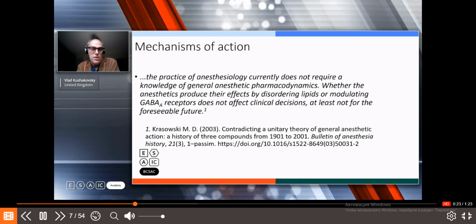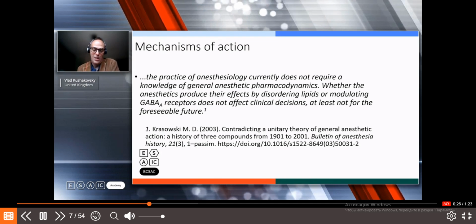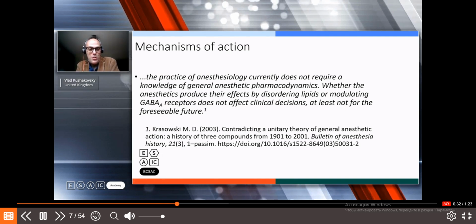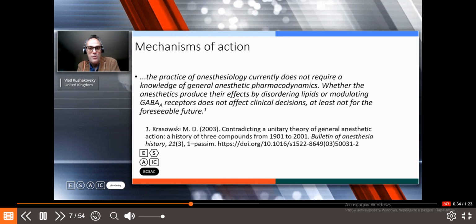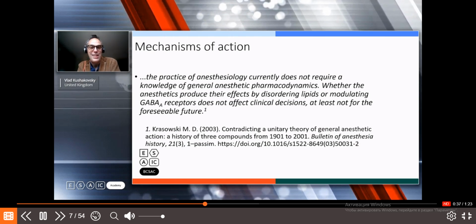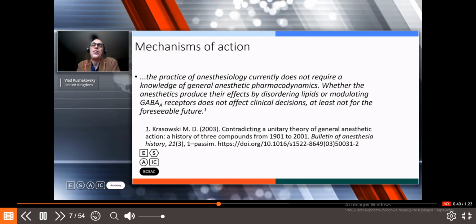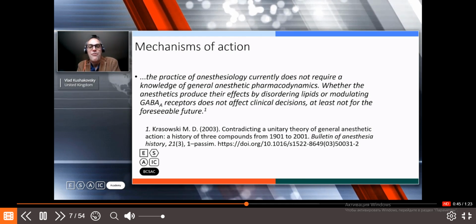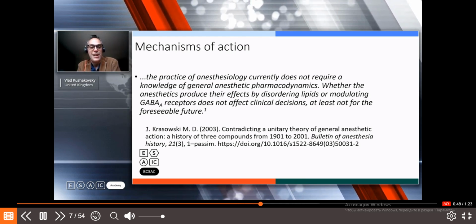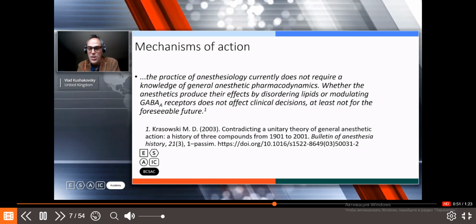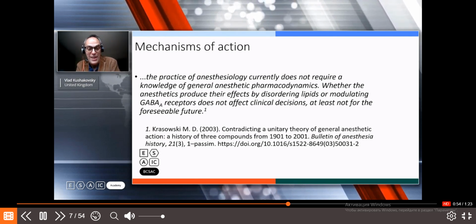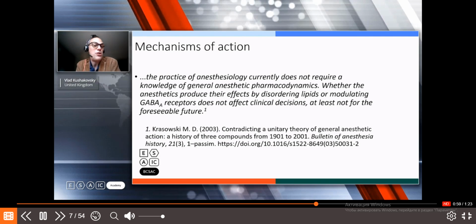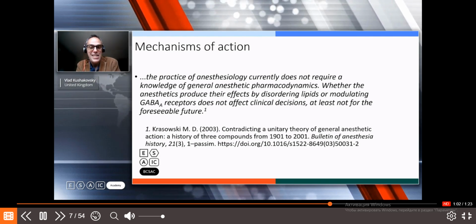Let's talk about some mechanisms of action of the anesthetic agents. While I was researching for this talk, I found a wonderful quote. You can read it on the screen, but it says, "The practice of anesthesiology currently does not require a knowledge of general anesthetic pharmacodynamics. Whether the anesthetics produce their effects by disordering lipid or modulating GABA-A receptors doesn't affect clinical decisions, or at least not for the foreseeable future." And that was printed 20 years ago. To a degree, it's probably still the case.